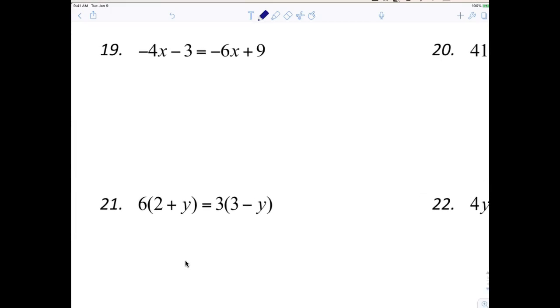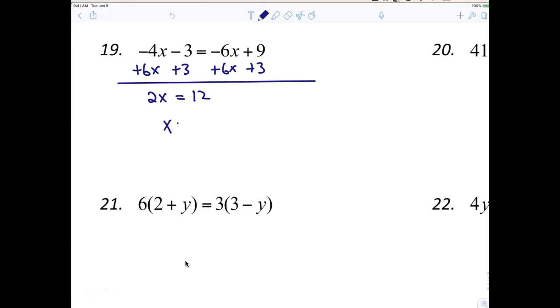All right, 19. Justice, tell me what to do. So you plus 3 on both sides. And then you add 6x. Good. And so you get 2x equals 12. You divide it, and x equals, is it 6? Beautiful. X equals 6.